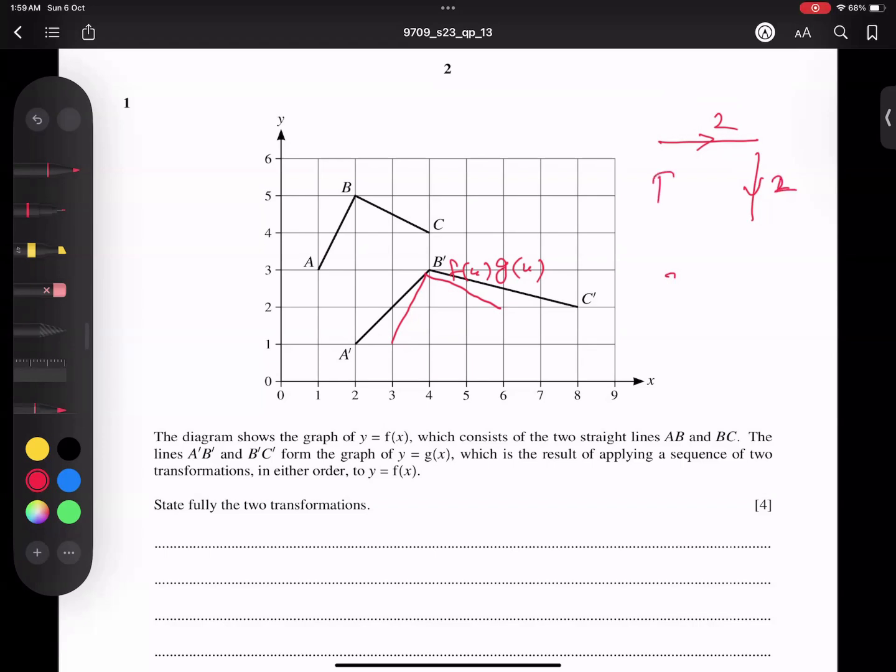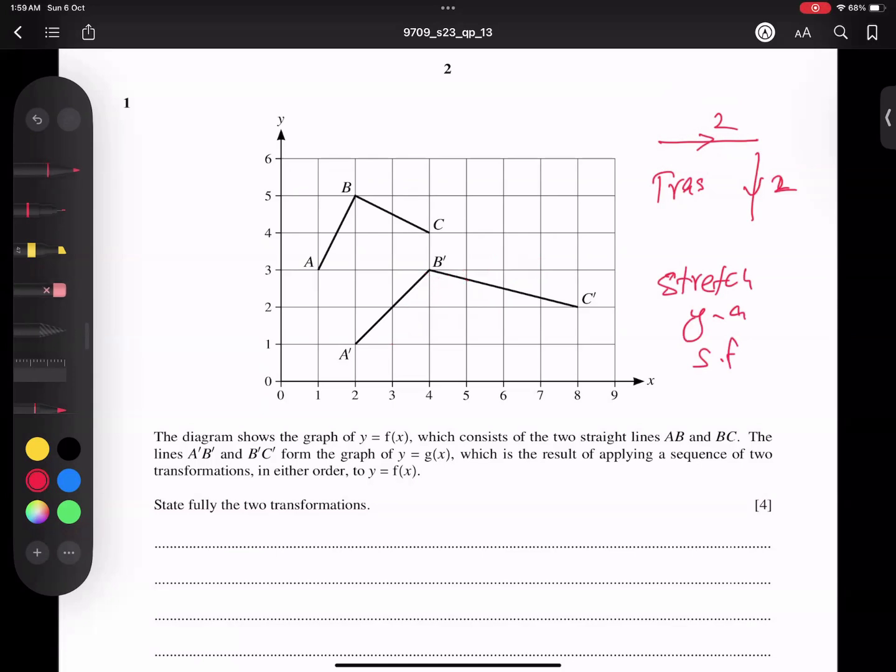This is a translation, first of all. And if I look at the y value of this, the y value is not changing. So it means stretch parallel to the y-axis. Okay, and the stretch factor we can find. So let's try to do it now in the proper way. So the proper way, how can we do it?